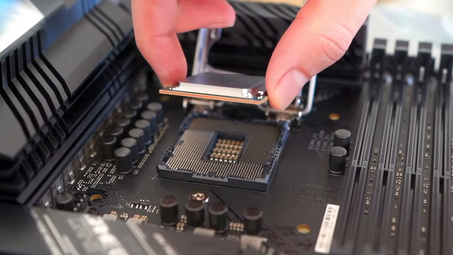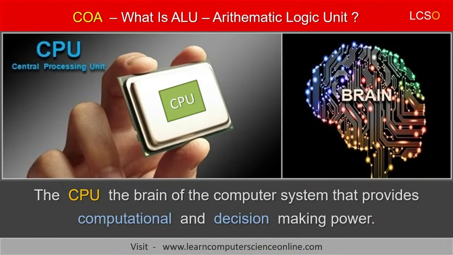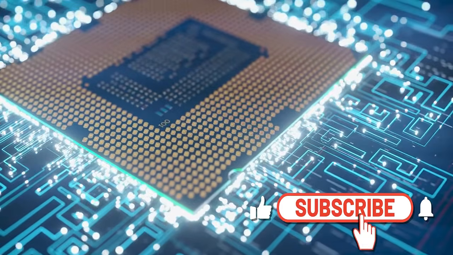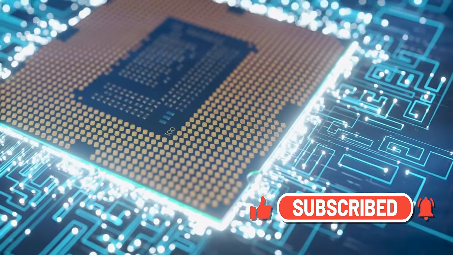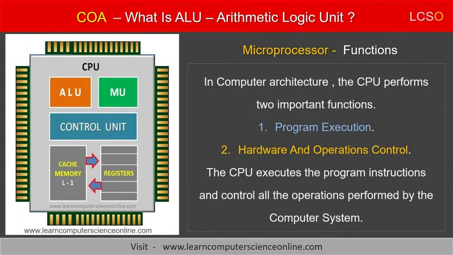Since the arithmetic logic unit is a part of CPU, we need to first understand how microprocessor works. The microprocessor is said to be the brain of the computer system. It is the processor that provides the necessary processing power to the computer system and also controls all the operations. In computer architecture, the microprocessor is responsible to perform two main functions. The first main function of the CPU is to execute the program. The second important function of the CPU is to control all the operations performed by the computer.